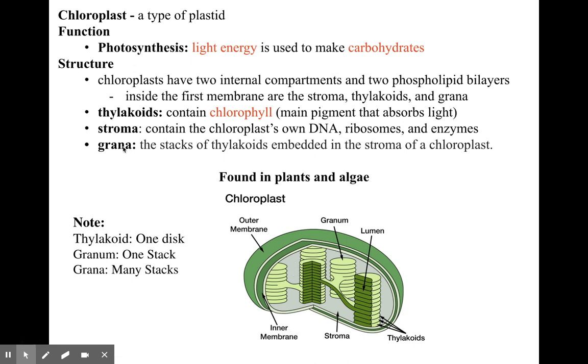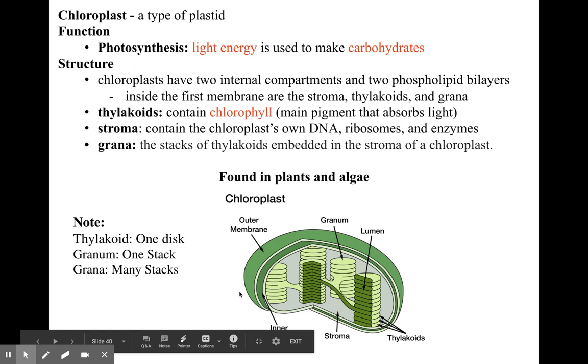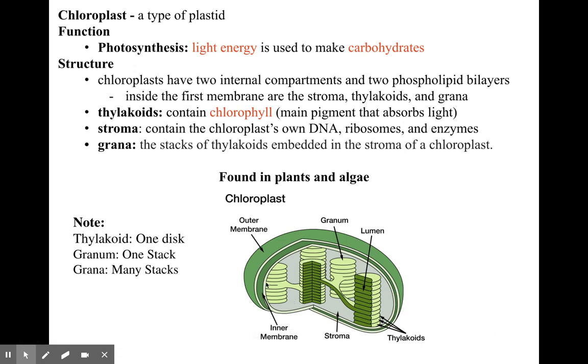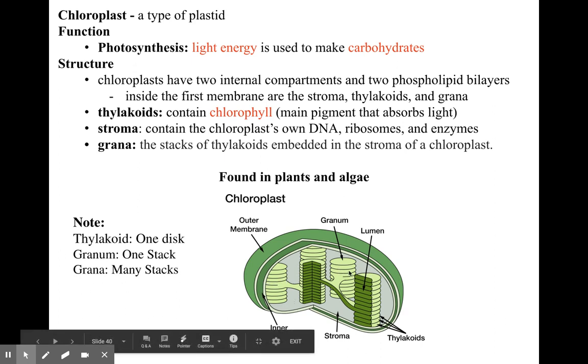And then we have the grana. The grana are stacks of thylakoids. So notice over here, many stacks is grana. Granum is one stack. So, and it could be grana too. I don't know. Grana. But granum is just one stack. So that's why you're going to see kind of some of the things. Lumen is the name of the liquid inside the thylakoid, which we don't have listed, so you don't have to know.